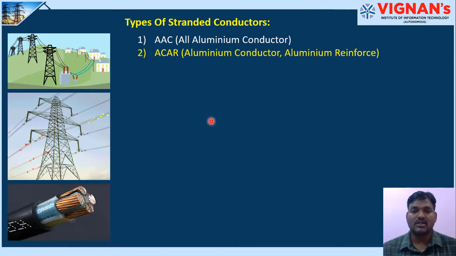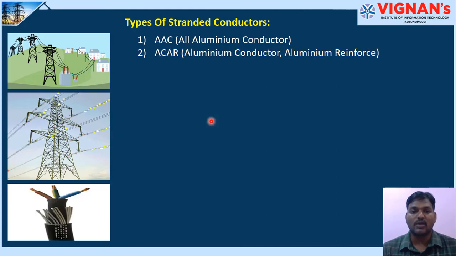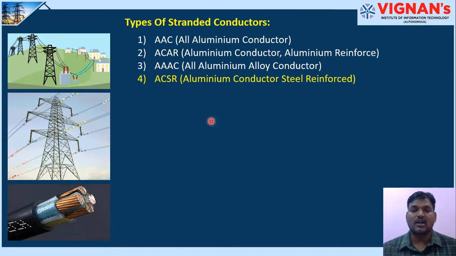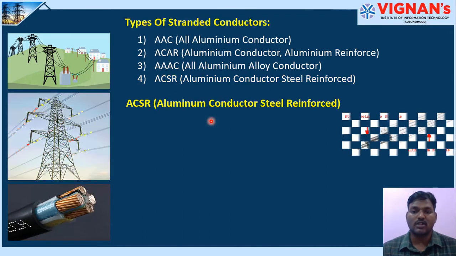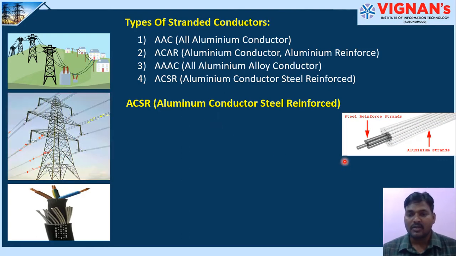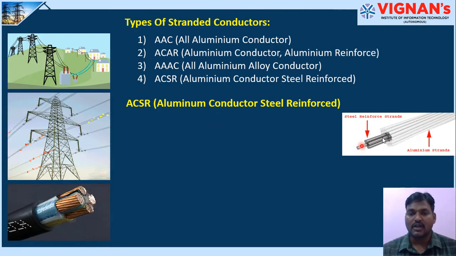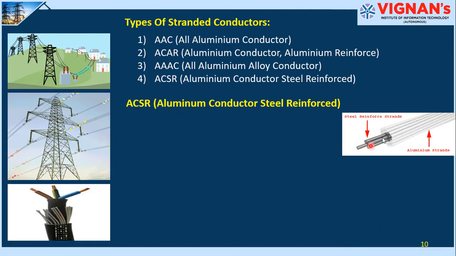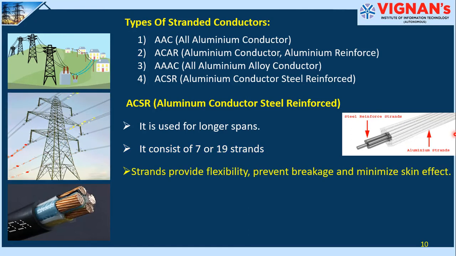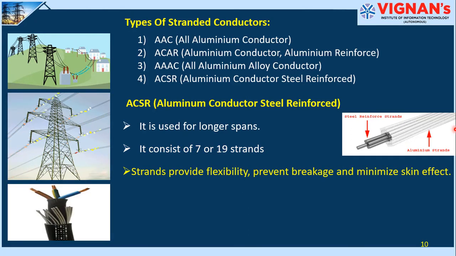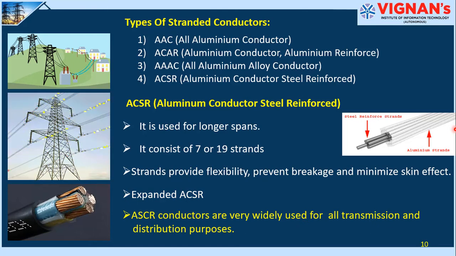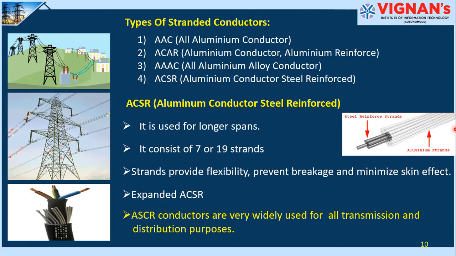AAC, all aluminum conductor. ACAR, aluminum conductor aluminum reinforced. AAAC, all aluminum alloy conductor. And ACSR, aluminum conductor steel reinforced, which is most commonly used. So which you can see here in this diagram. The core is made up of steel reinforced strands and on the outside you can see the stranded aluminum conductors, and the core is made up of steel, generally 7 to 19 strands. Strands provide flexibility and they prevent breakage and they minimize the skin effect. ACSR conductors are widely used for all transmission and distribution systems.